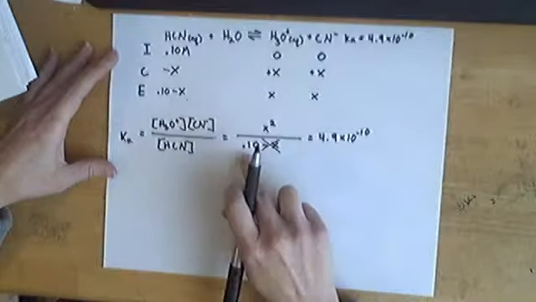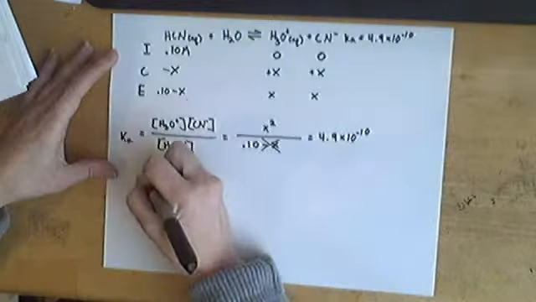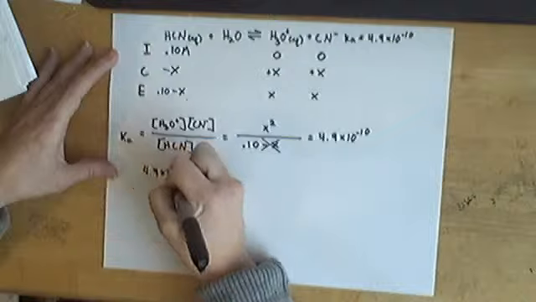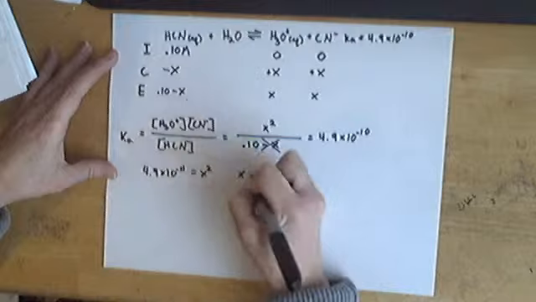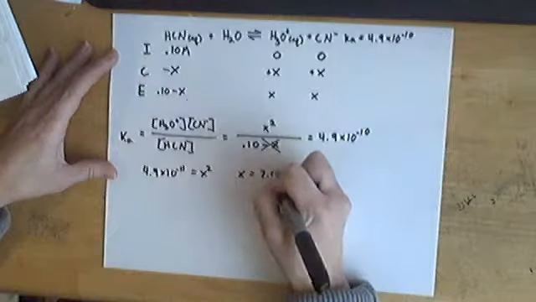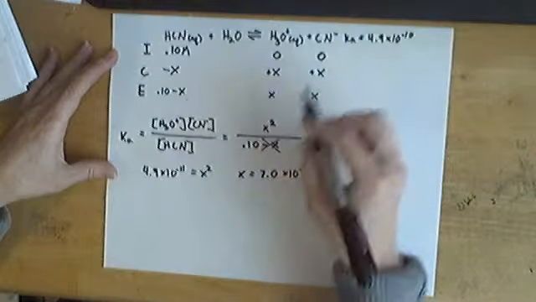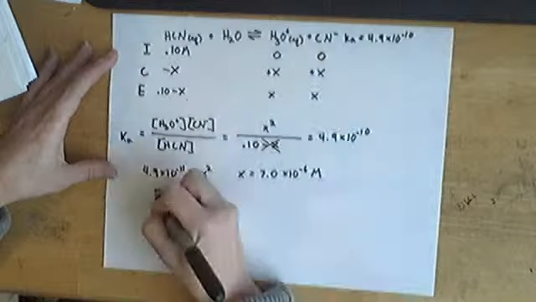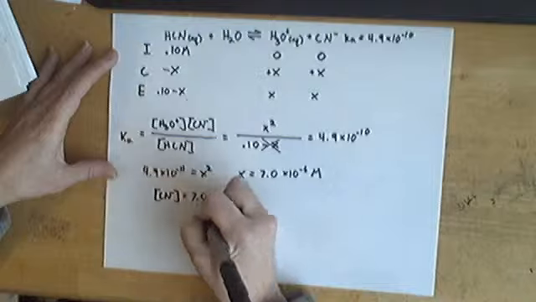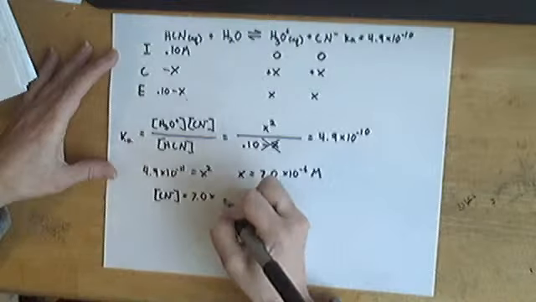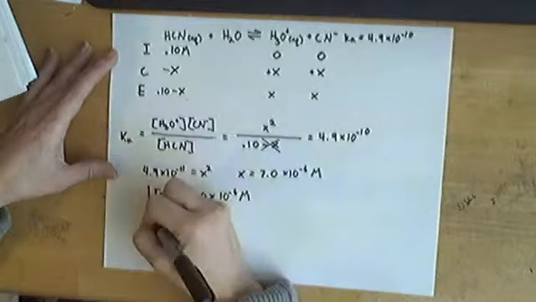So then we can do 0.1 times 4.9 times 10 to the negative 10th. Right? That gives us 4.9 times 10 to the negative 11th equals x squared. We take the square root of both sides, and x equals 7.0 times 10 to the negative 6 molar. Okay? And so that means, if you go back and look, our original problem said, what's the concentration of cyanide ion? Well, the concentration of cyanide ion at equilibrium is 7.0 times 10 to the negative 6 molar. Okay? So that's our answer.